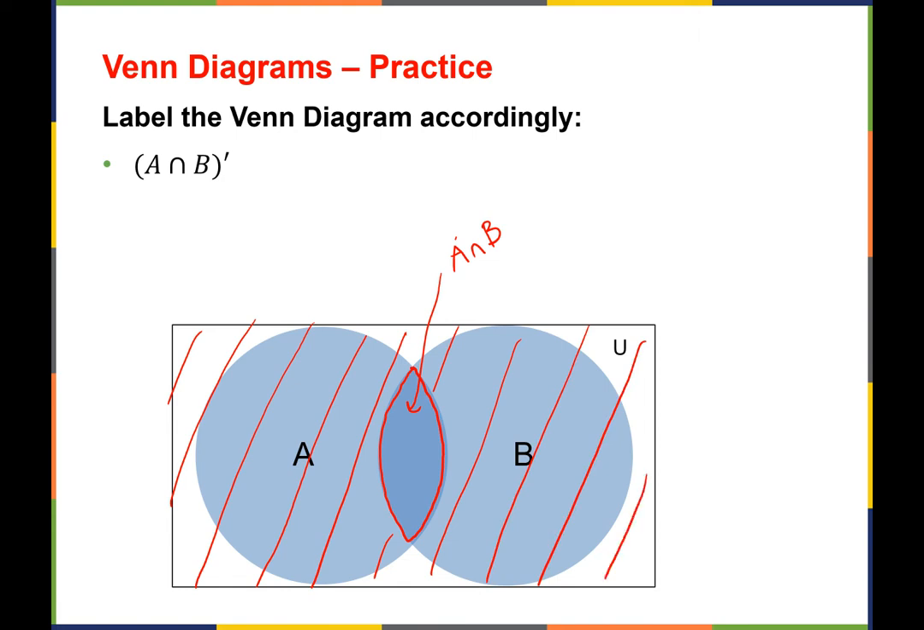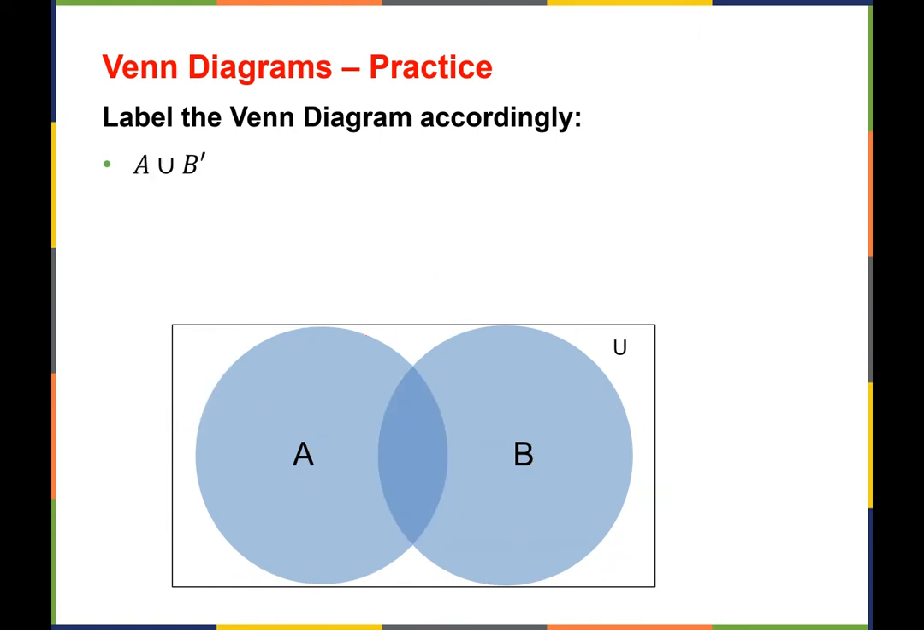All right, let's do another practice problem. I want you guys to give this one a try. We're going to take A and we're going to union that with the complement of B. So we're going to take A, we're going to take B complement, B not, and find their union. Pause the video and give that a try.